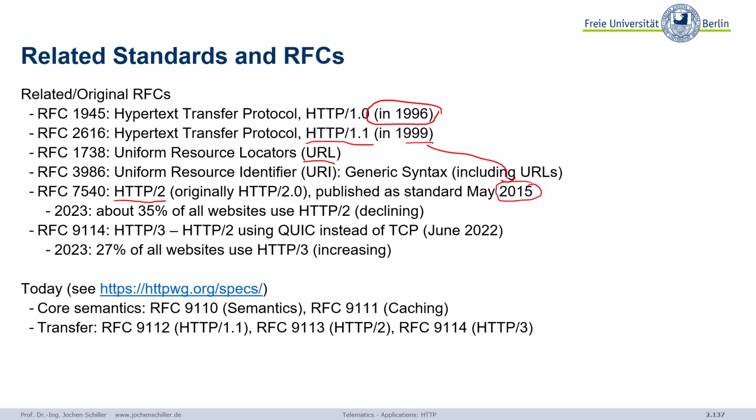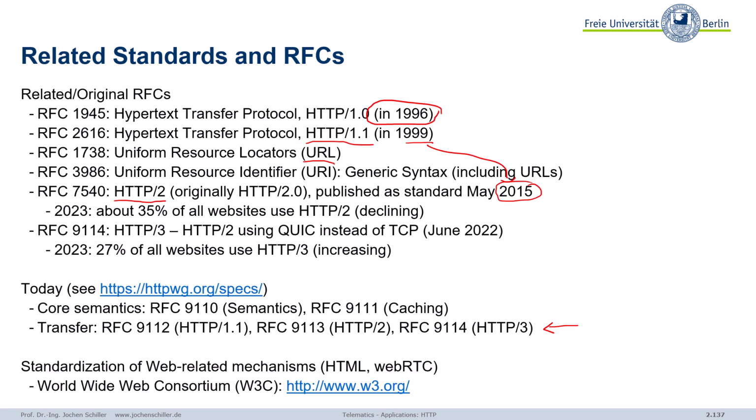RFCs for the semantics, so what does it mean when HTTP says something about caches, and that's exactly where we'll have a closer look, and the RFCs for the transfer of the data: HTTP, the old version 1.1, the newer version 2, and the newest one, version 3. And then additionally, you have all these more HTML, etc. related mechanisms, JavaScript and cascading style sheets, etc., WebRTC. This is where we have the World Wide Web Consortium. Okay, so many standards defining what's going on there, and we'll have a close look into some of them.